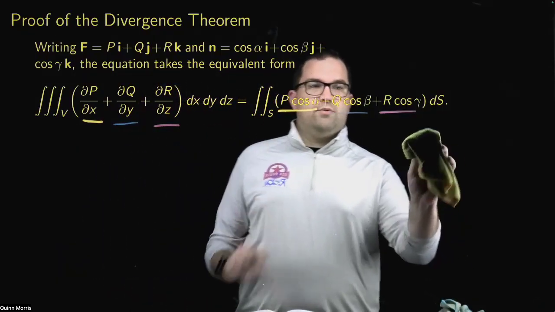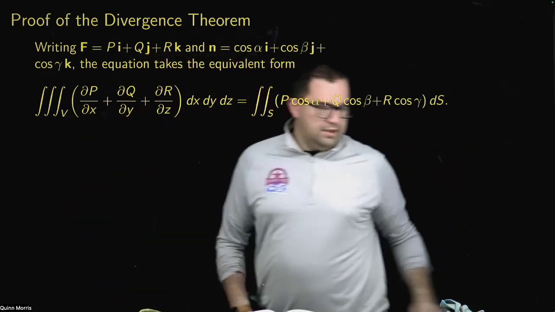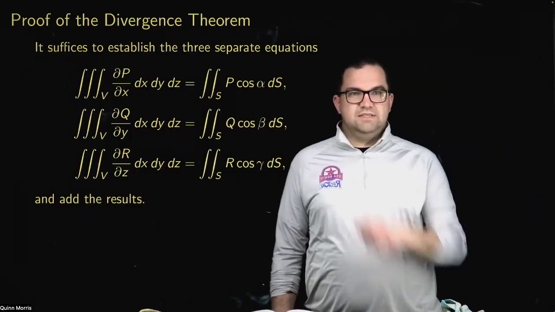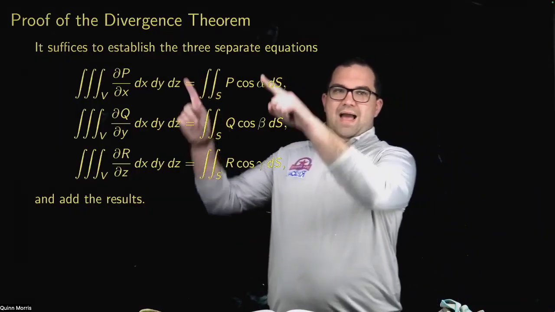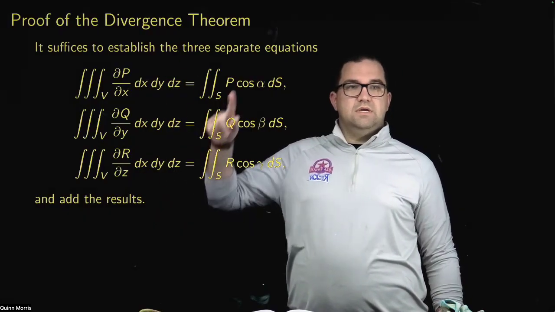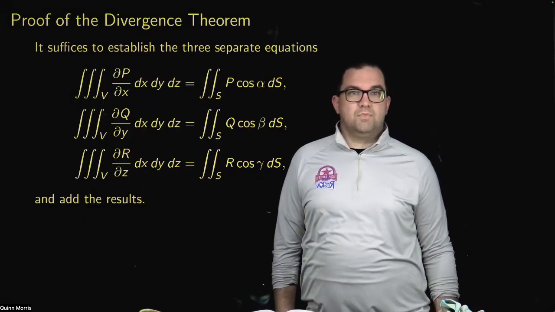I'm going to prove this one big equation by proving three smaller equations, right? And I've broken them out here. So it just suffices to establish these three equations, and then if I add them all up, adding all these up would give me the triple integral of the divergence. Adding these up would give me the surface integral of F dot n, right?